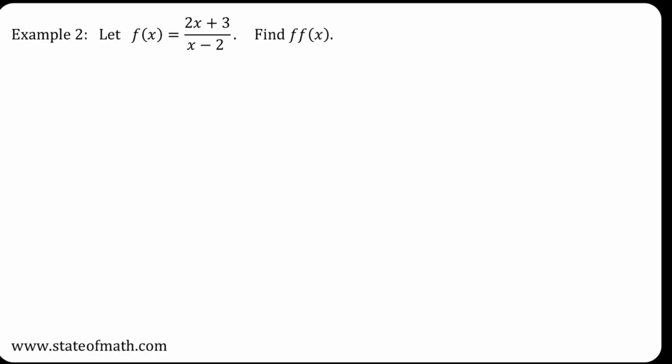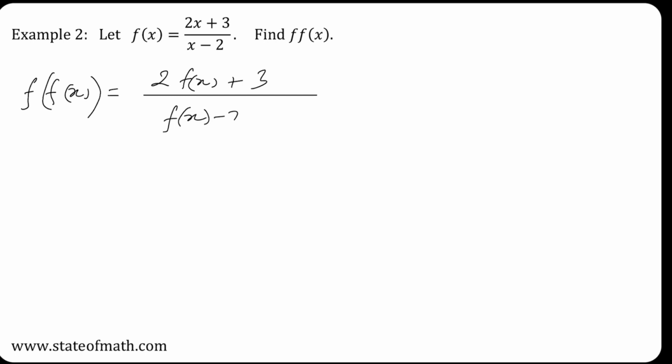Now, example 2 is very similar to the last two parts. The idea is the same, but this function is more difficult to handle, and also the result is quite interesting. So let's begin finding f of f of x. f is both the inner and outer functions. So I'll get a function with a numerator and a denominator, and I will replace x with f of x. So I get 2 f of x plus 3 over f of x minus 2.